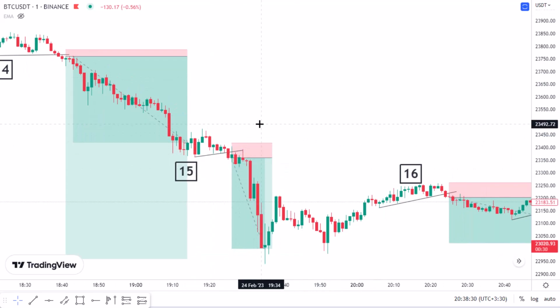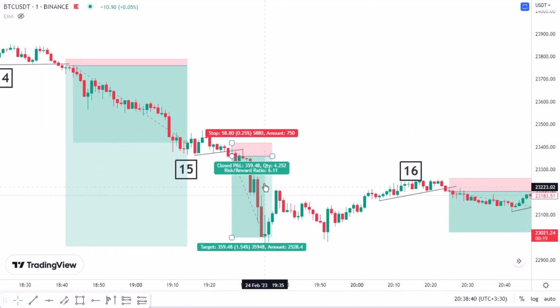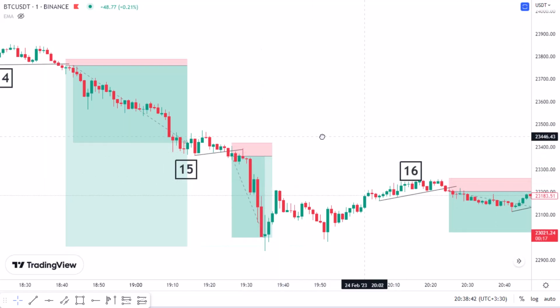Moving to trade 15, we have this trend line here with 3 touches. On the fourth time it breaks it here, we enter the sell position, put our stop loss somewhere safe, look for RR2, which gives us RR6.